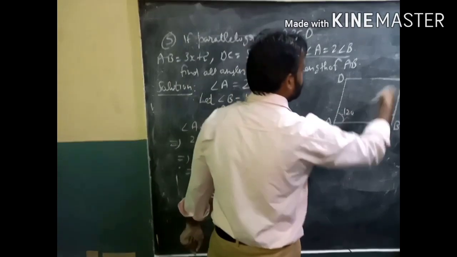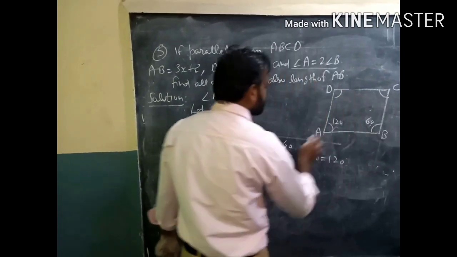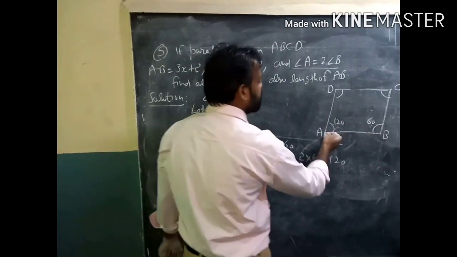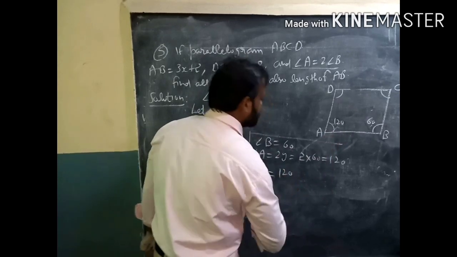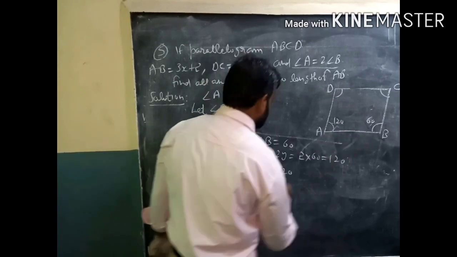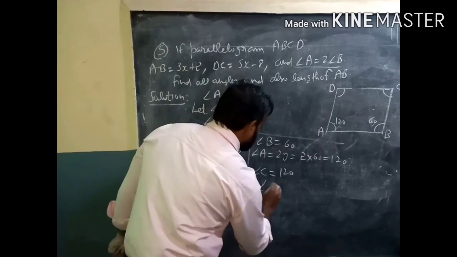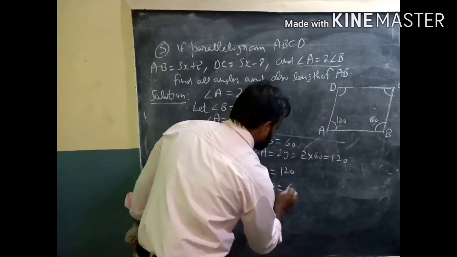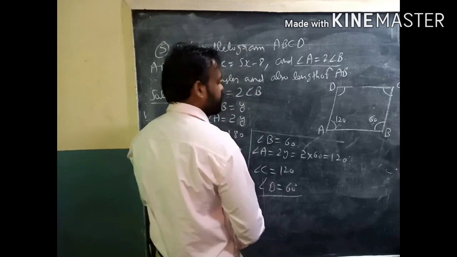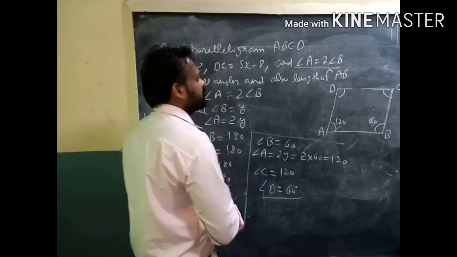We know that opposite angles are equal. So angle C is equal to angle A, which means angle C is also 120 degrees, and angle B is equal to angle D, so of course angle D is also 60 degrees. In this way we can find the values of the parallelogram.